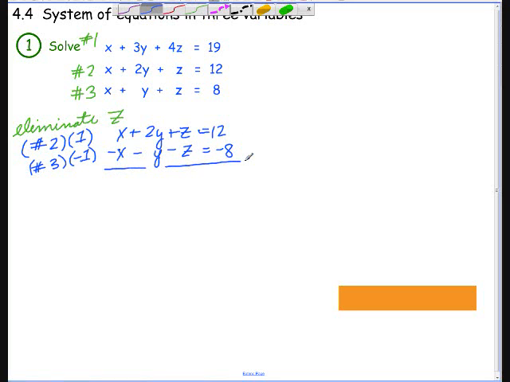I add those together. Oh, what a happy thing to happen. X also got eliminated. And I have a single y, a positive y. How sweet is this? I'm moving along much faster than I have any right to plan on. All right. So I have y equals 4. How sweet.